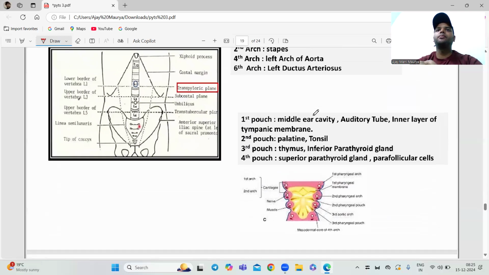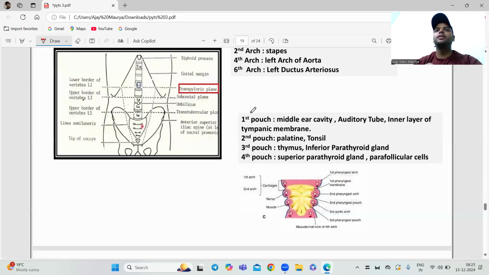Okay, now see here, guys, from the pouches. Just remember the pouches. From the first pouch, you will get the middle ear cavity, auditory tube, inner layer of the tympanic membrane. Second pouch, you will get the palatine tonsil. From the third pouch, you get the thymus. Remember, it is the inferior parathyroid gland. Fourth pouch will give the superior parathyroid. Third is inferior and fourth is superior. The parafollicular cells are from the fourth one.